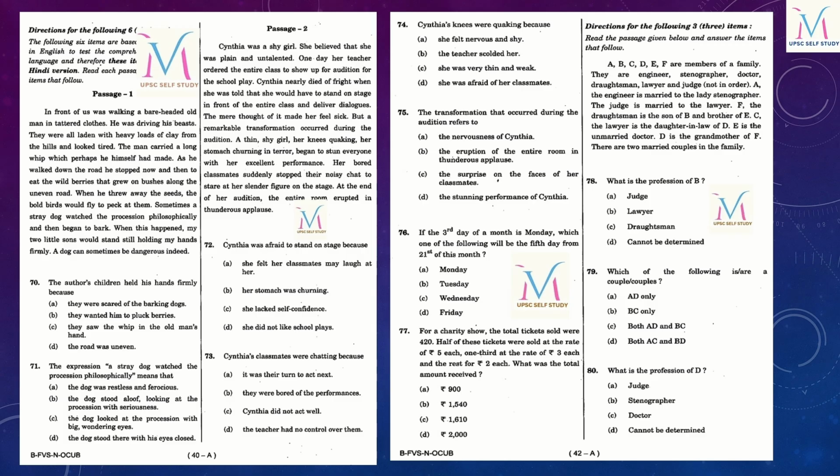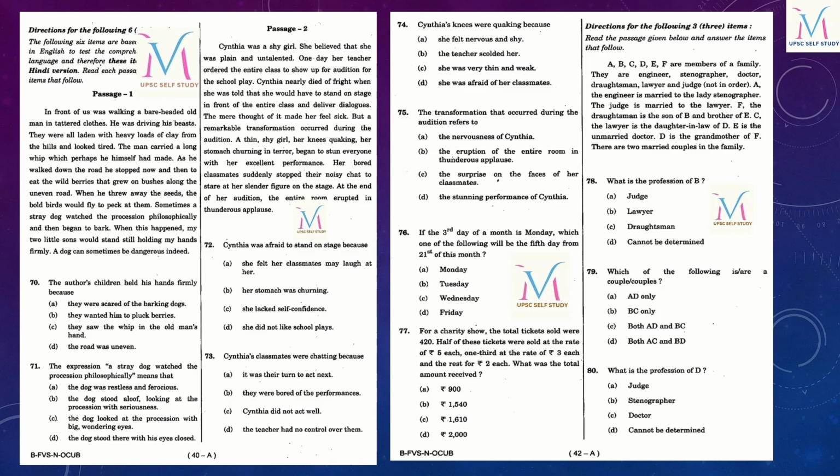And 73rd. Cynthia's classmates were chatting because it was their turn to act next. They were bored of the performance. Cynthia did not act well. The teacher had no control over them. So because they were bored of the performance, they were chatting. So for the 73rd question, the answer is B.